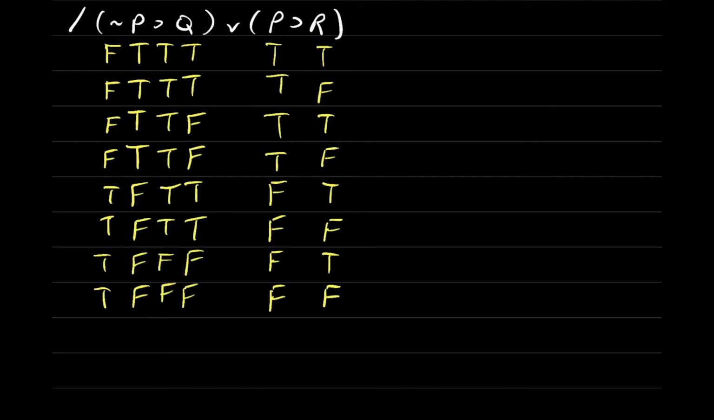In the right side, the parentheses on the right, we have true implies true is true. True implies false is false. True implies true is true. True implies false is false. And the rest are going to be true all the way down because we have a false antecedent.